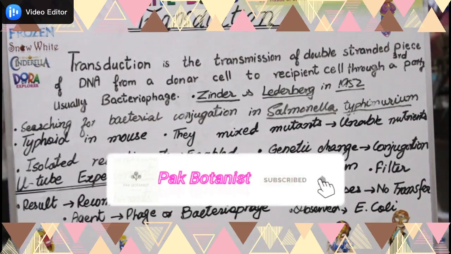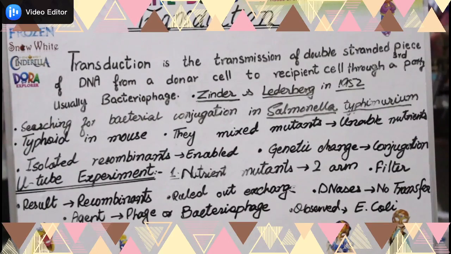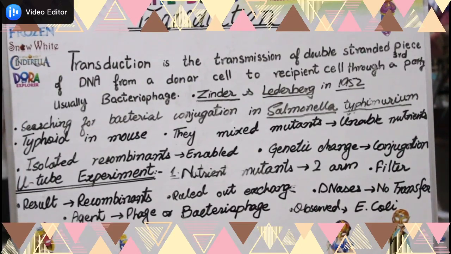Today's topic is transduction. Transduction is the third process of sexual reproduction in bacterial cells, which is our topic today. Transduction is the process of reproduction in which a bacterial cell transfers genetic material from one donor cell to the recipient cell with the help of a third party, which is usually a bacteriophage or a phage. So this is a process of transduction in which a third party is involved for the transfer of genetic material from donor cell to the recipient cell. It was discovered by Zinder and Lederberg in 1952. So this is about the history.